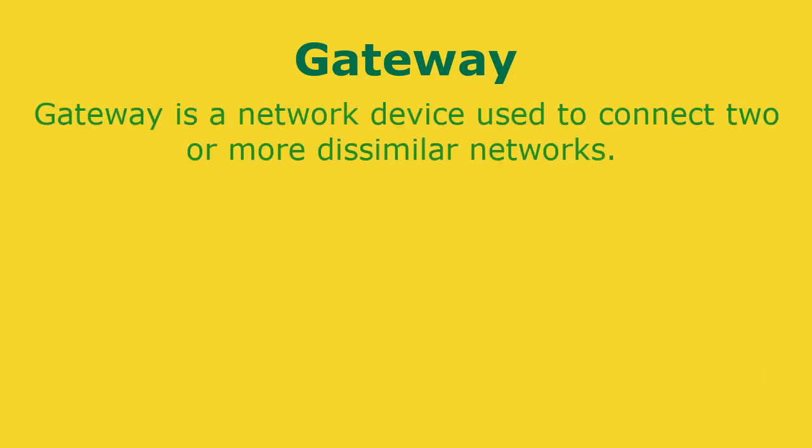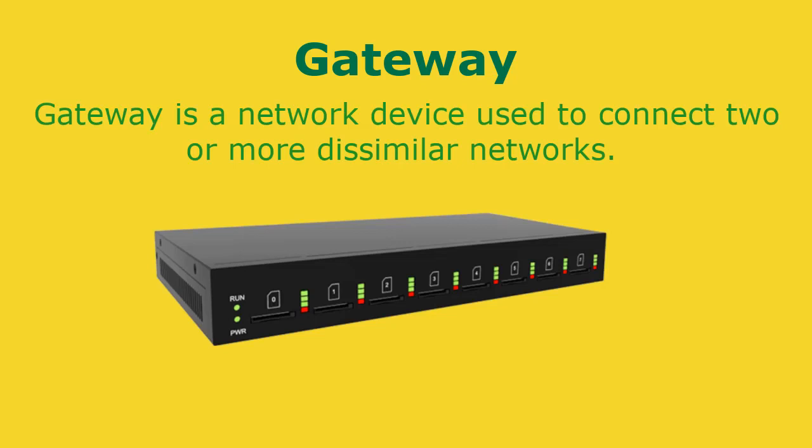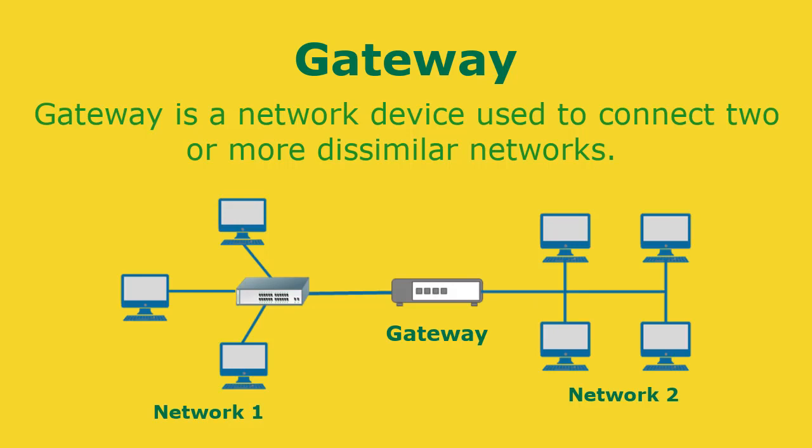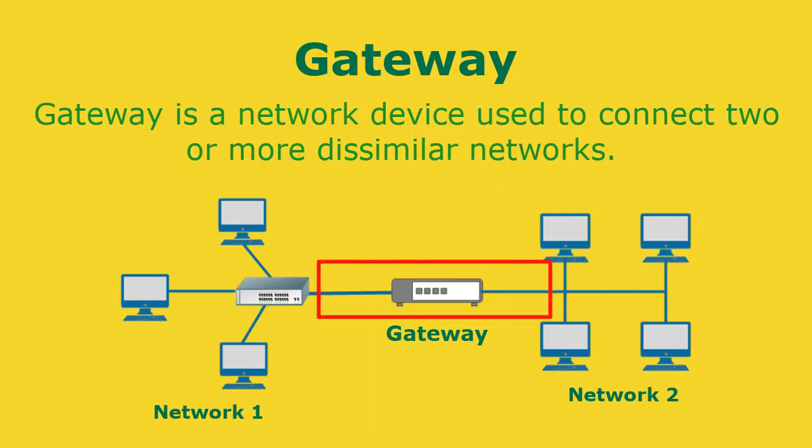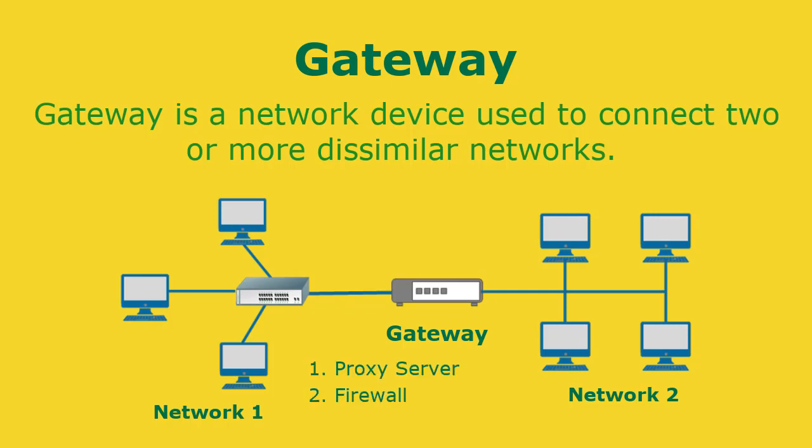Now, the gateway is a network device used to connect two or more dissimilar networks. That is, networks that use different protocols. It establishes an intelligent connection between the local network and an external network. A gateway usually is a computer with multiple NICs connected to different networks. For a large enterprise, this computer can also act as a proxy server, firewall, or malware protection.